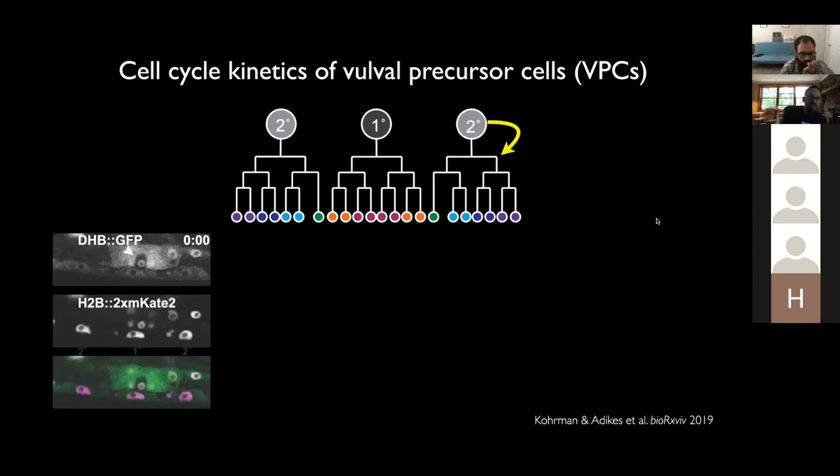Okay, so that's the sex myoblast. We also have data from the uterus. It looks quite similar, but in the interest of time, I'm not going to show you, because I'm going to spend the rest of the time talking about the division of the vulval precursor cells.